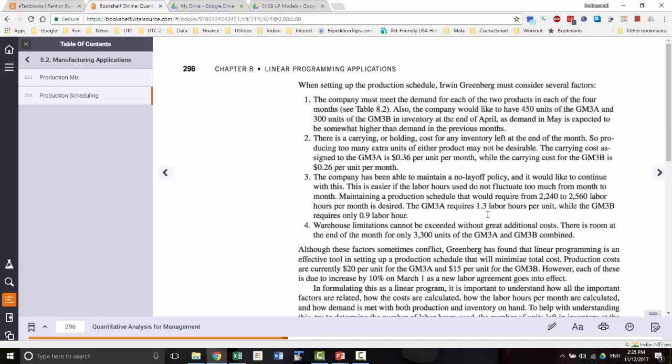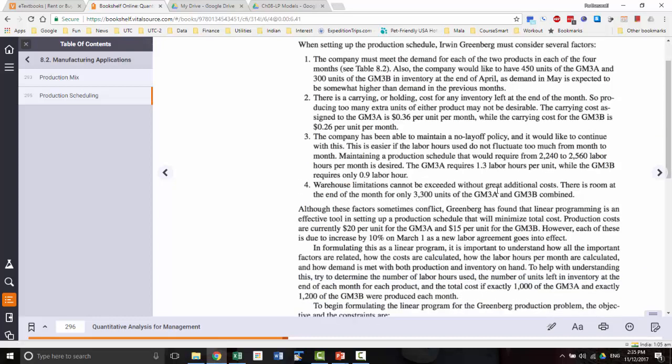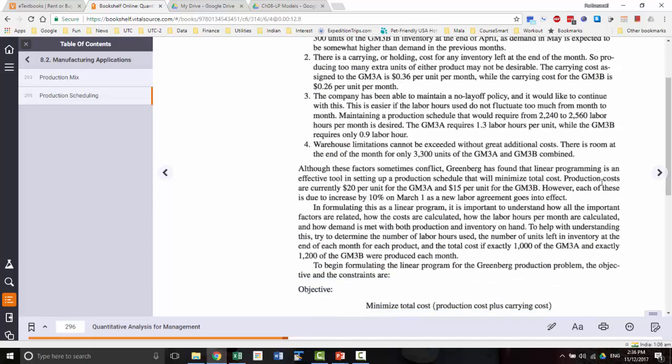The labor needed is 1.3 hours for 3A and 0.9 for 3B. With that we can compute how many hours of labor we need, and we need to keep within these two limits. Then there is an additional constraint with respect to warehouse. There is room at the end of the month for only 3,300 units of the two motors combined. So we have to look at the total inventory at the end of the month between the two products, and stay within 3,300. And then we are given some costs. Production cost is $20 for A and $15 for B. So the carrying cost and the production cost are given here.